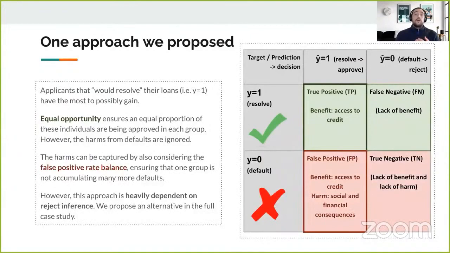And so what we propose is also monitoring the false positive rate balance. We propose looking at these two metrics separately rather than combining them using something like average odds, because the harms and benefits are not necessarily directly comparable in this case. Of course, these metrics are both heavily dependent on reject inference. And we recognize that this may not be appropriate for many credit scoring systems. So we propose an alternate approach independent of reject inference in the full case study.